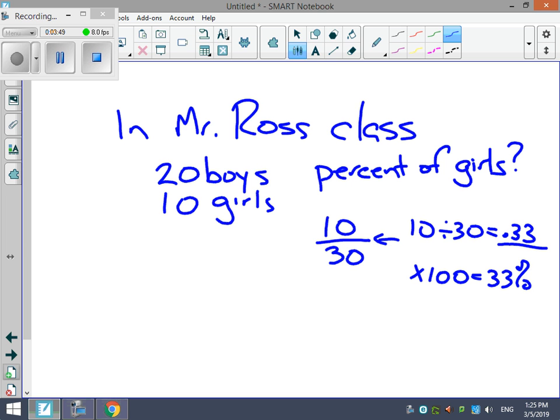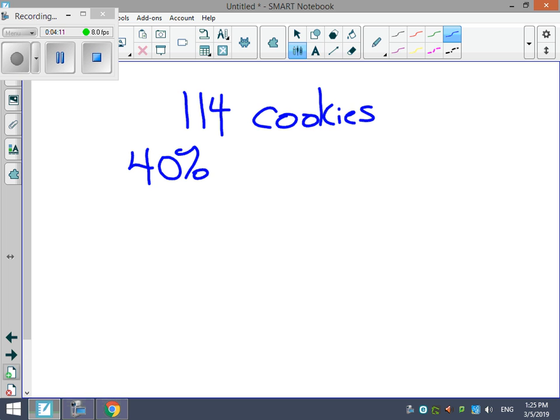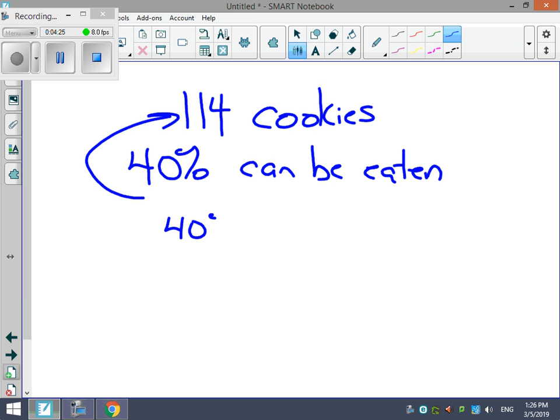Now I want to show you something a little bit different, when I tell you what percent I'm looking for. If I say a number like 114, let's call them, there's 114 cookies. Doesn't really matter. But we're going to allow our students to eat 40%. So we're going to say that you give the kids permission to eat 40% of those 114. Let me write that again, 40% of 114.